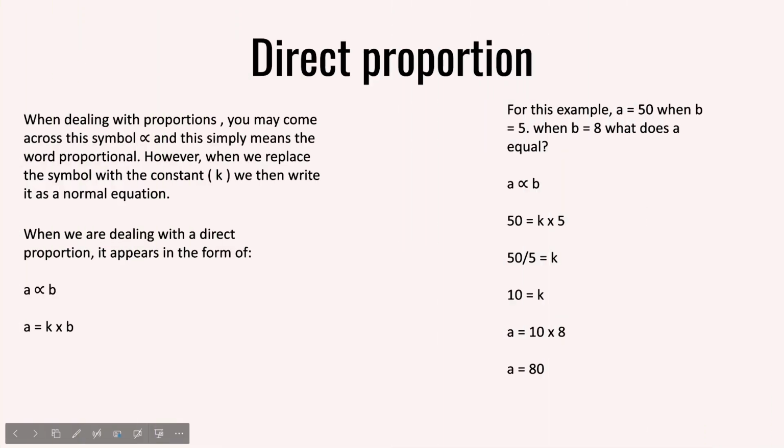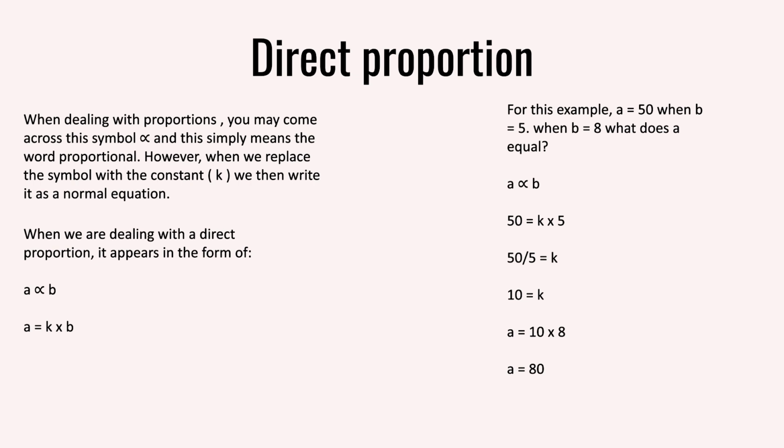Now it's time to have a look at the real proportions, and we'll start with direct proportion. When dealing with proportions, you may come across a symbol that looks like a fish, and this simply means the word proportional. However, when we replace the symbol with the constant k, we then write it as a normal equation. As we can see below, a direct proportion appears in the form: a is directly proportional to b, meaning a equals k times b. For this example, a equals 50 when b equals 5. When b equals 8, what does a equal?